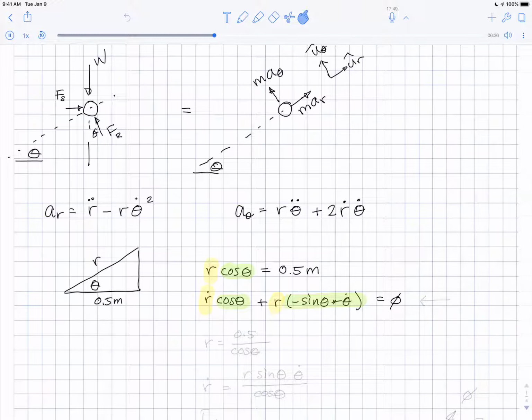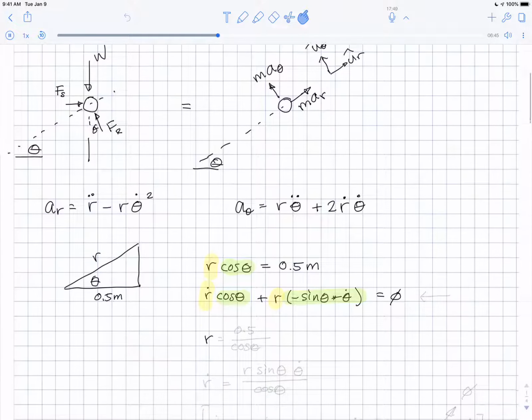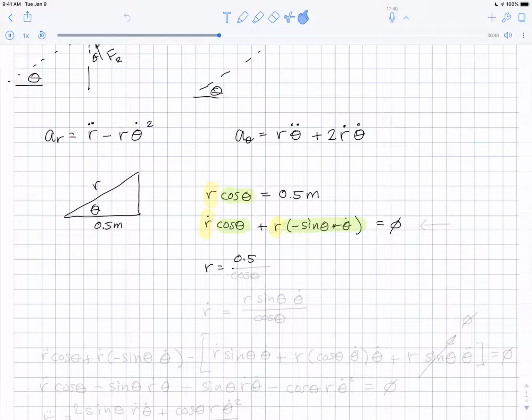And remember, we're trying to get r dot. And so here we need r and r dot. So sorry, let me slow down. So r is 0.5 over cos theta, and r dot is r sine theta, theta dot, all over cos theta. Okay, next is r double dot. And rather than differentiating r dot, I'm going to differentiate this equation right there.